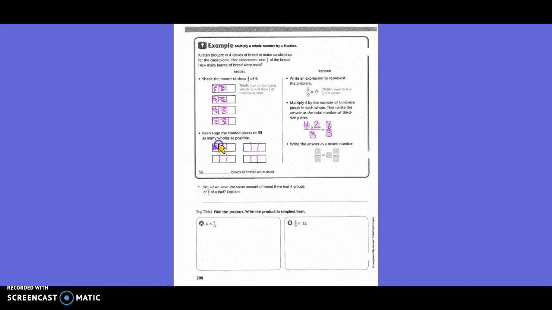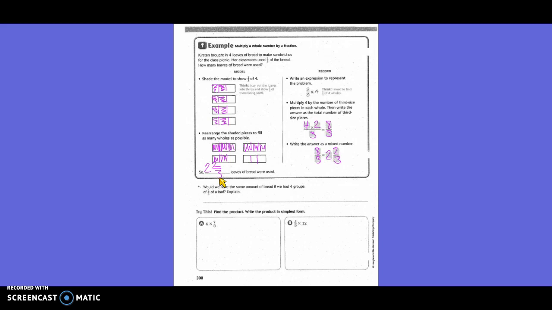So I'm going to color in 8 of those 12 pieces. So how many did I color in completely? 8/3, which also equals how many wholes? 2 and 2/3. So 2 and 2/3 loaves of bread were used.